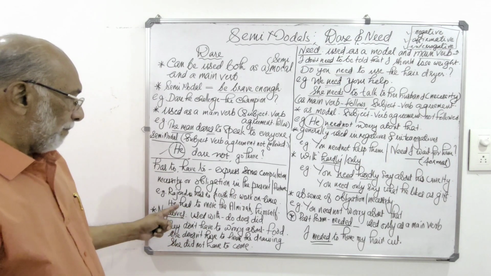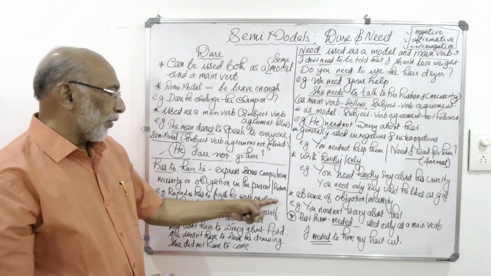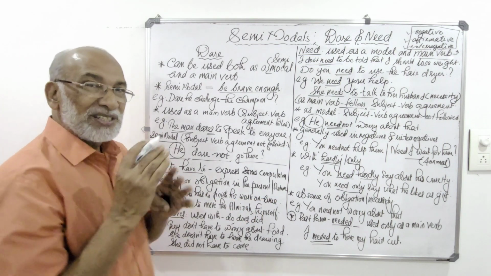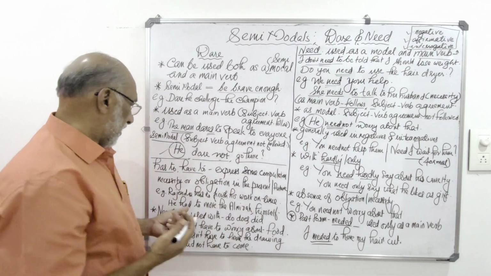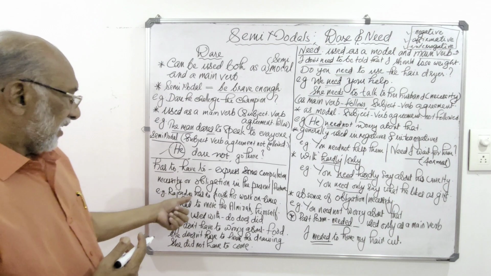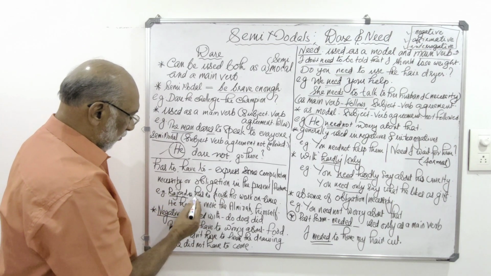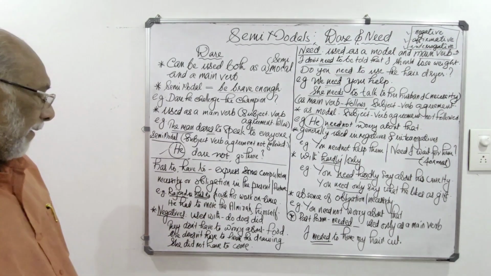Let's see an example. Rajendra has to finish his work on time. On time and in time. I hope you know the difference. On time means sharp time. In time means sufficiently early. So Rajendra has to finish. Here Rajendra is singular, so we have used has to finish his work on time.